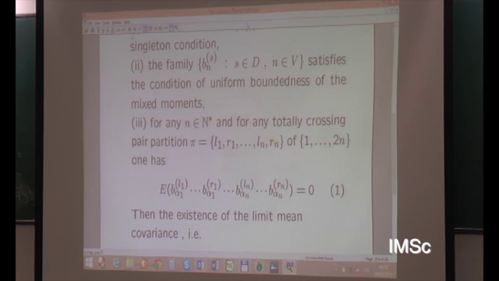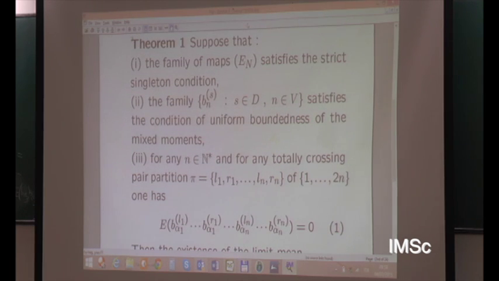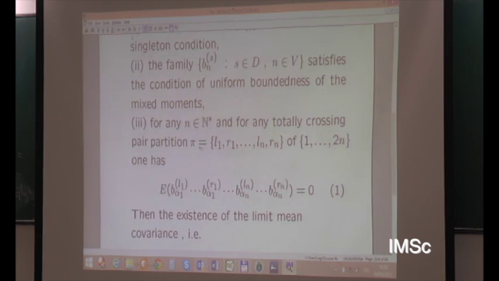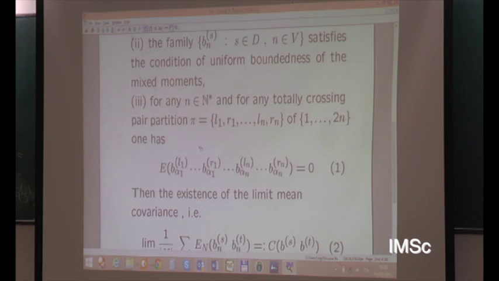So I formulate the theorem that we have just proved. The conditions are all almost the same. So strict singleton, uniform boundedness, existence of the covariance, and then, well, in fact, it is a stronger statement.